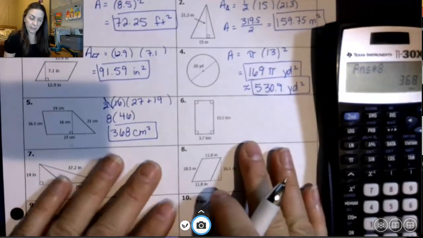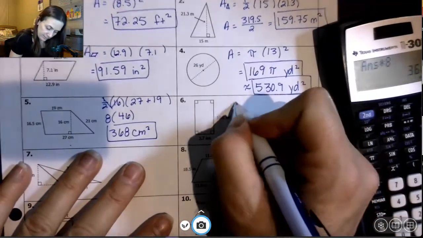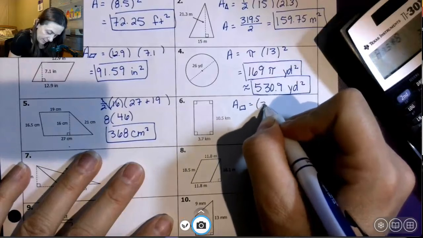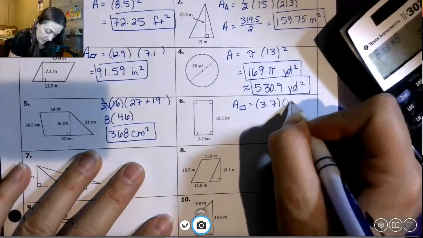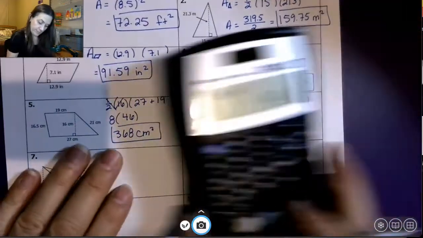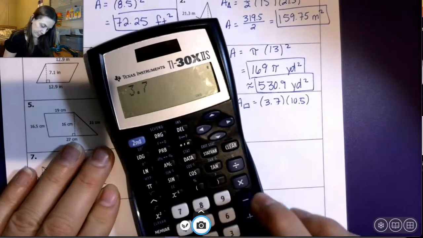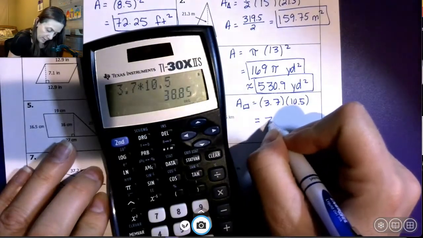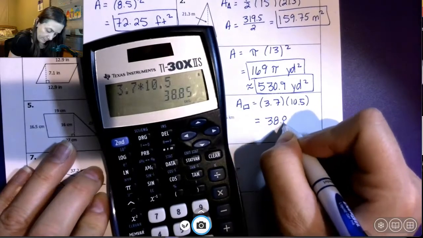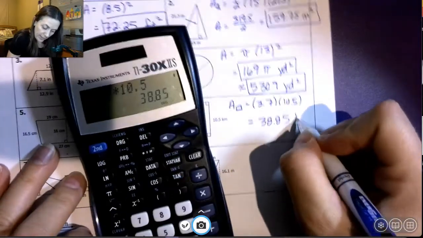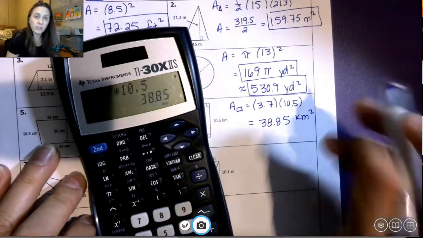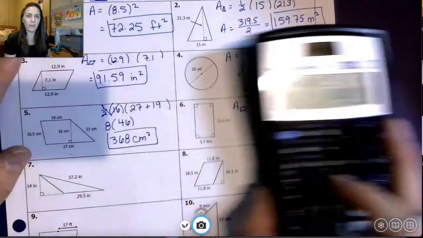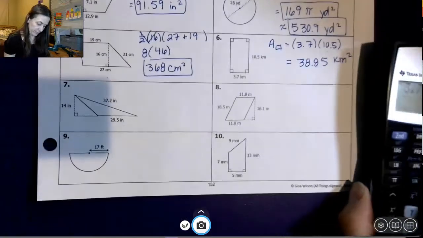Here we have just a rectangle. Again, area of a rectangle is base times height or length times width. 3.7 times 10.5. We end up with 38.85. Again, please pause, do these on your own, come back and check. I'm going really fast. The formulas are right above. Pause, do these on your own.